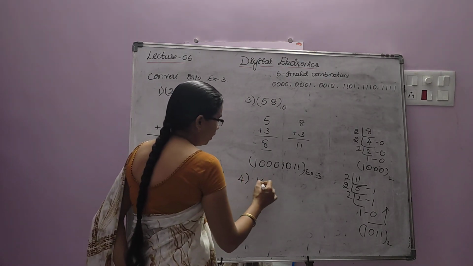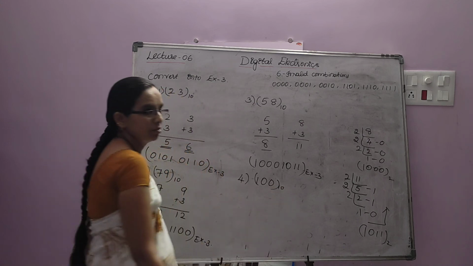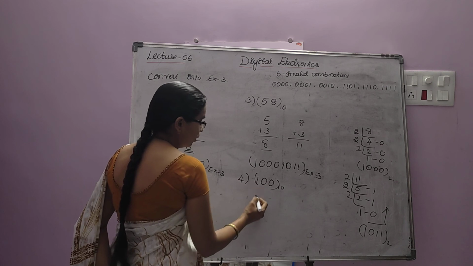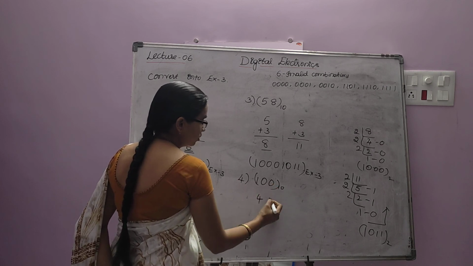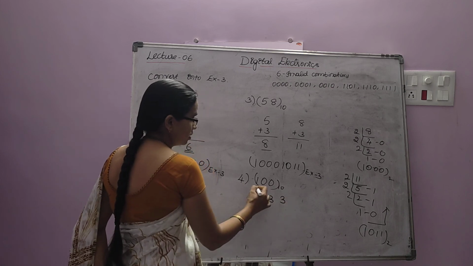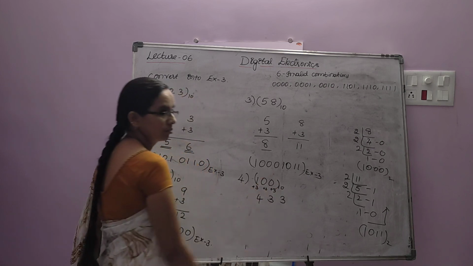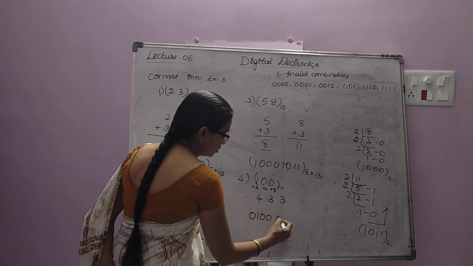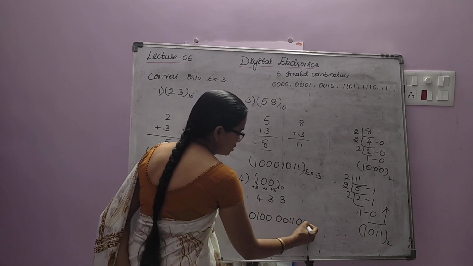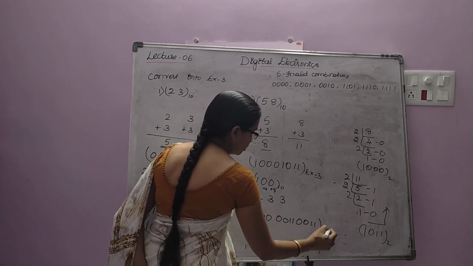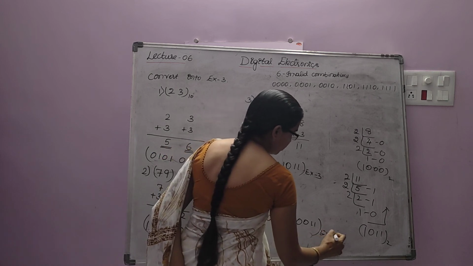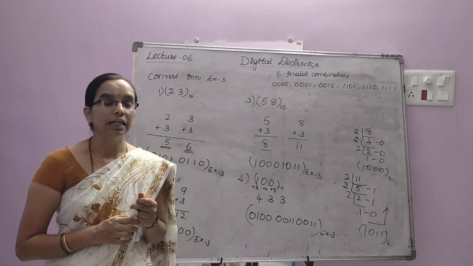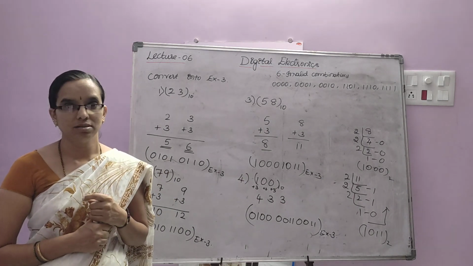Now for 100 of decimal, if you add 3 to 1, then it is 4, 3, 3, that is, 3 added to each digit. 4 can be written in binary as 0 1 0 0 and 3 is 0 0 1 1 and 3 is again 0 0 1 1. Then you will get the excess3 equivalent of decimal 100.